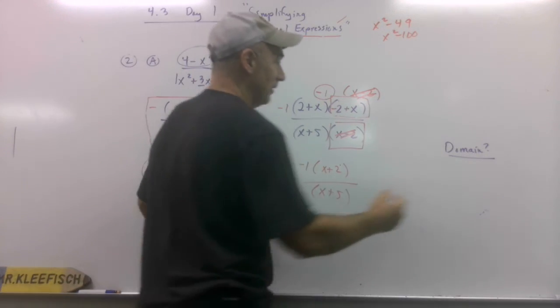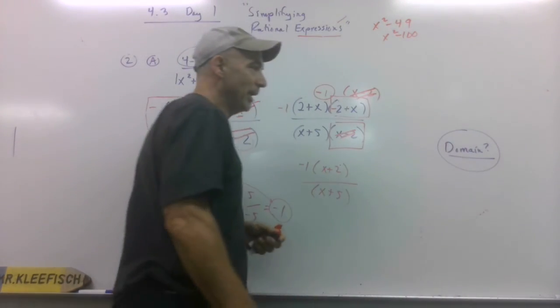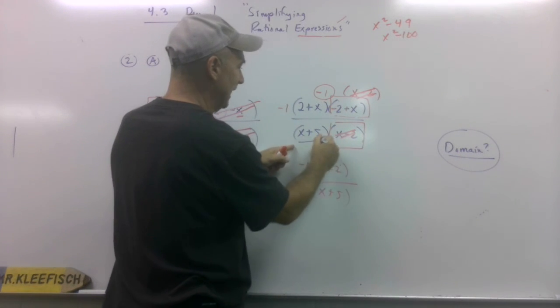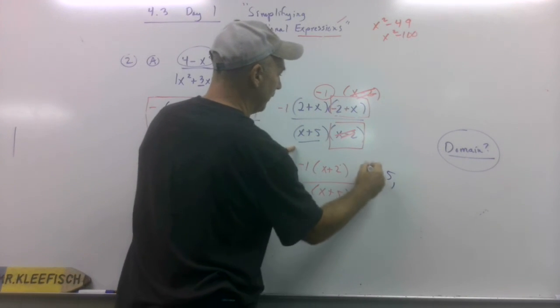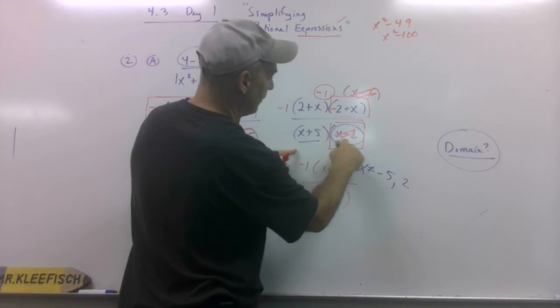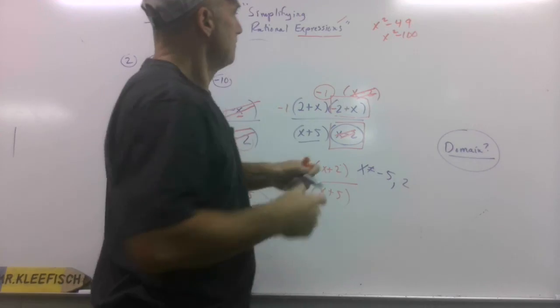Now, I forgot about this. They're asking you, what's the domain? That's going to be lingering. So the domain means look at the denominator. What can't x be? -5. X cannot be -5. And it can't be a 2. That's x minus 2. Okay? Here we go.